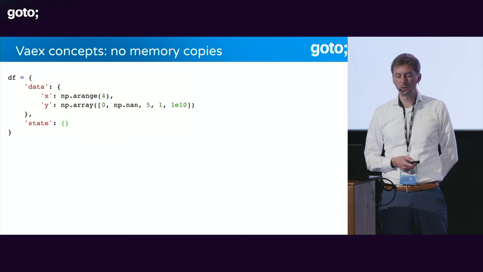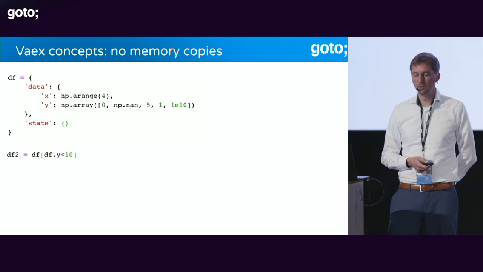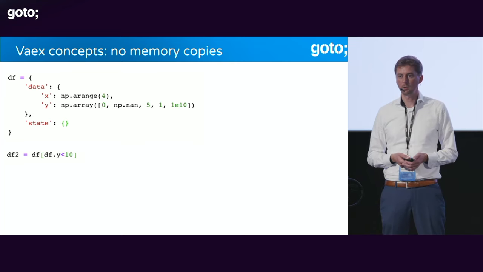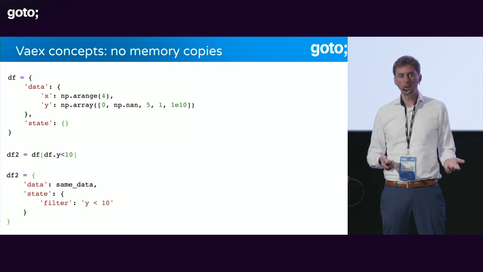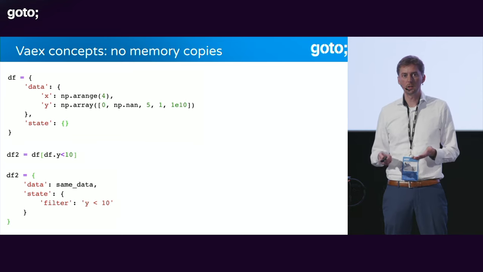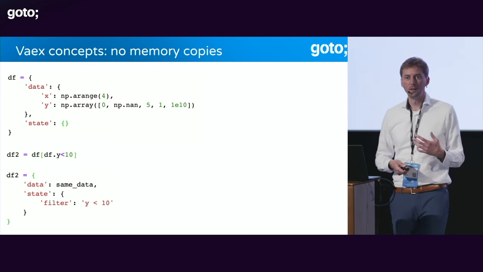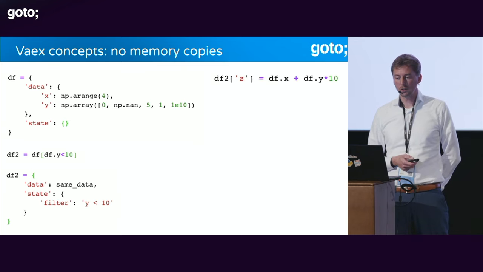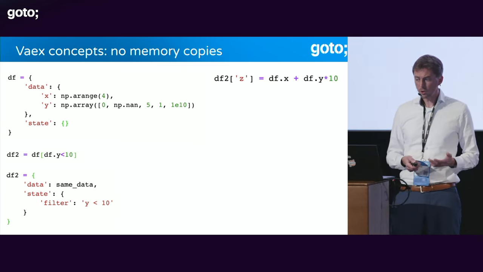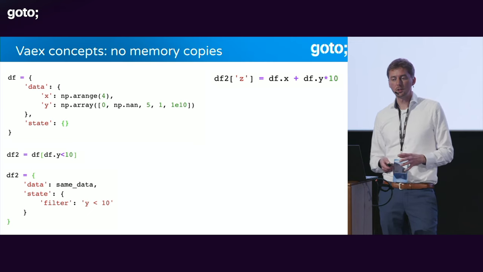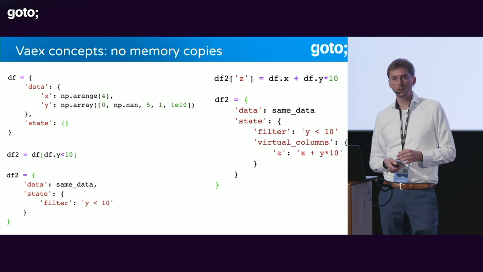And now we're going to filter it. We're going to say, give me a new data frame that contains only the values where y is smaller than 10. So instead of copying the data, we simply store this expression in the state, and we find out how to give you only the data that you need. And the same for if you want to add a new column. Here I'm adding a new column Z, which is X plus Y times 10. Instead of eagerly computing this, we just store the expression in the data frame. And that basically allows us to not take up any memory.